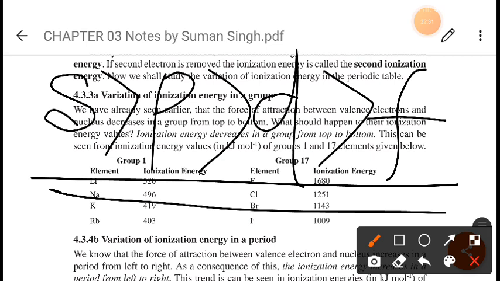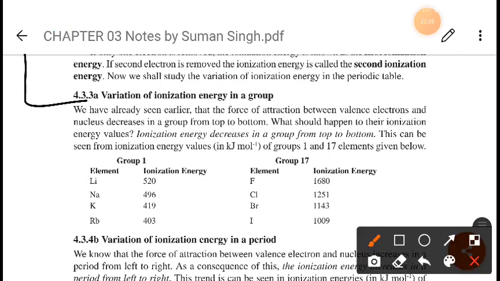Now the next factor is electronic configuration, which is the last factor. After that we will see the variations. When we talk about the electronic configuration, we can say the electronic configuration of an atom may also affect the value of ionization energy. Always remember that half filled and completely filled shells are found to possess extra stability.